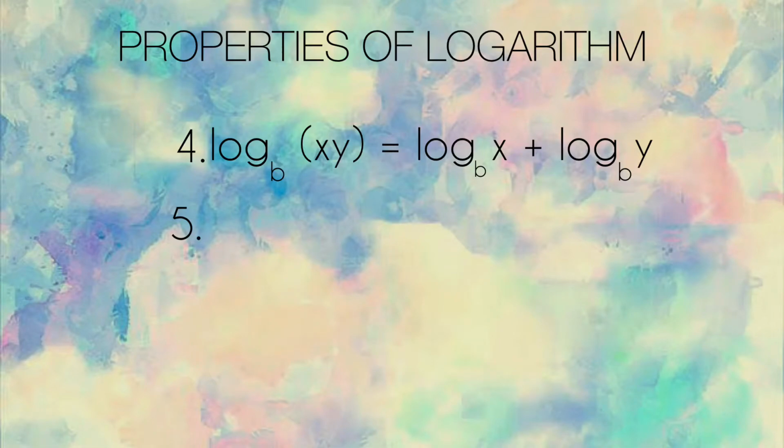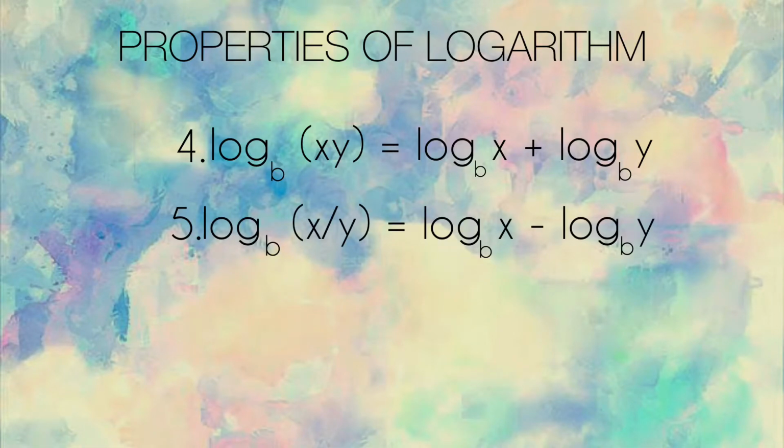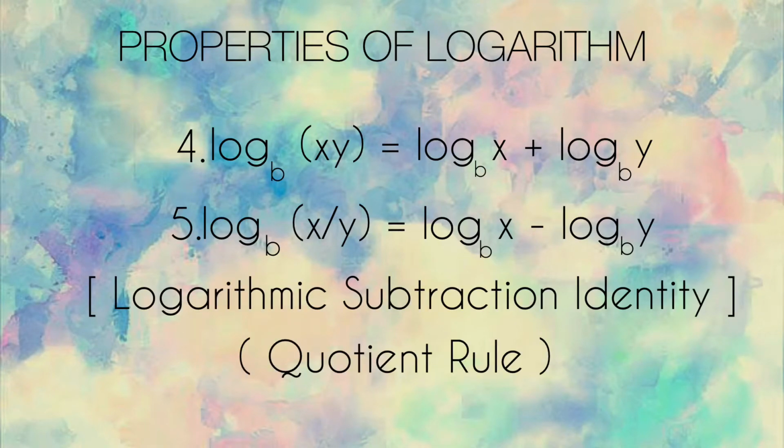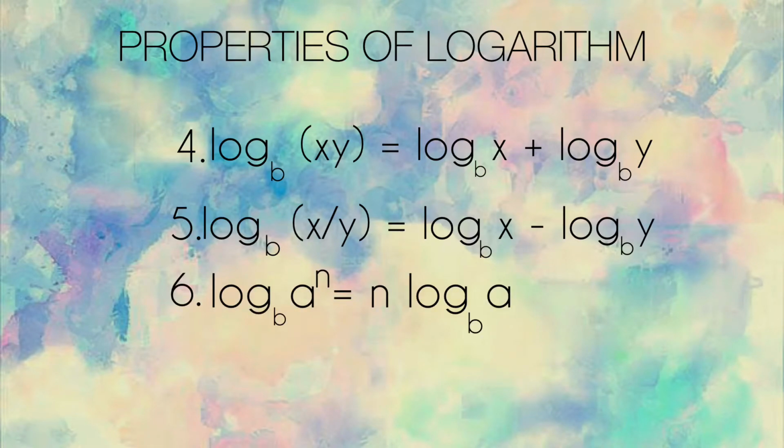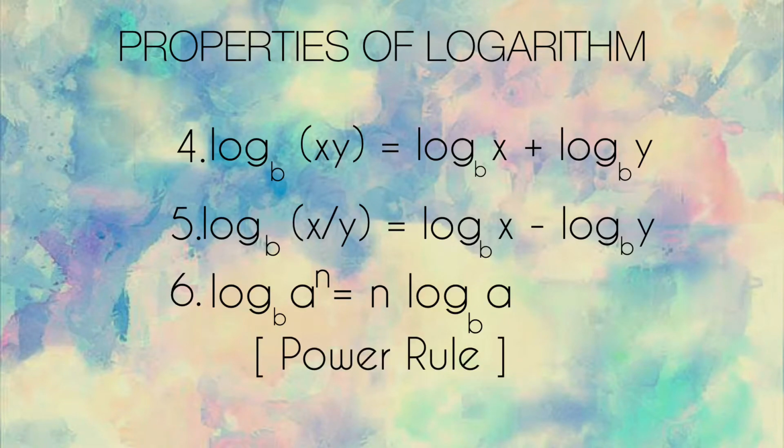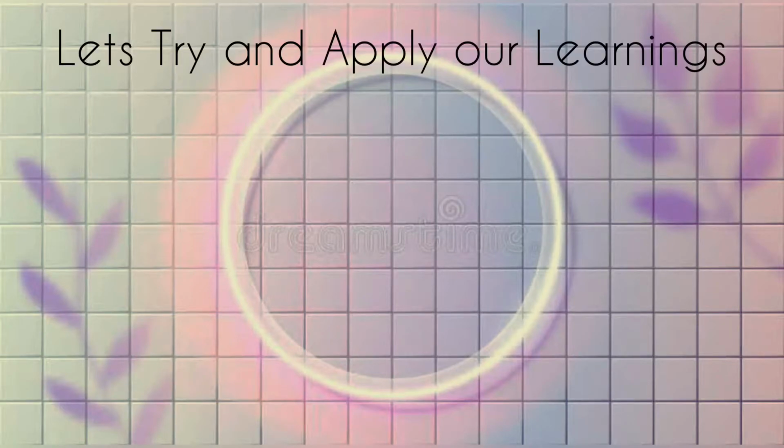Fifth property: logarithm of x over y base b is equal to logarithm of x base b minus logarithm of y base b. It is called the logarithmic subtraction identity. The sixth property is the logarithm of a raised to n with a base of b is equal to n multiplied by logarithm of a with a base of b. This property is called the power rule. Now you have learned the different properties and rules in logarithm. So now let's apply our learnings from the discussion.